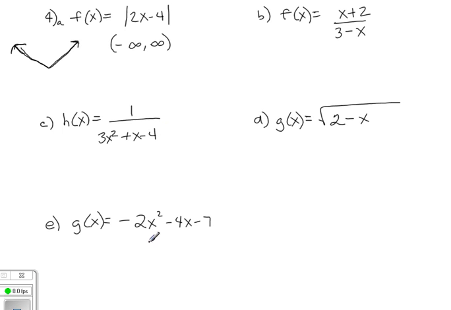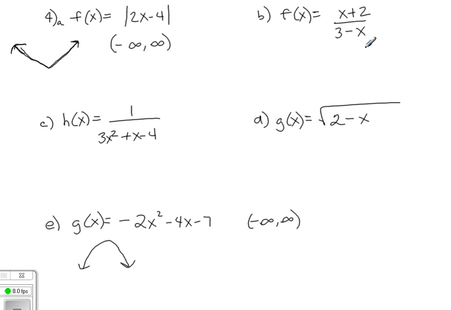We can also jump down to part E. Again, no radicals, no fractions. You can look at the shape of it. It's a parabola facing down, and again, you see there are no breaks from the left to the right. So the domain on that one as well would go from negative infinity to infinity.